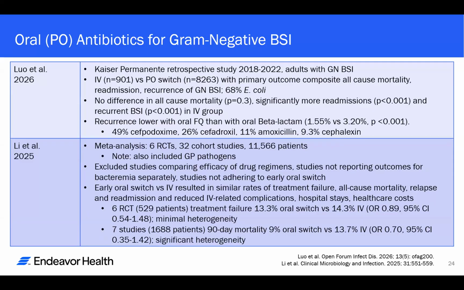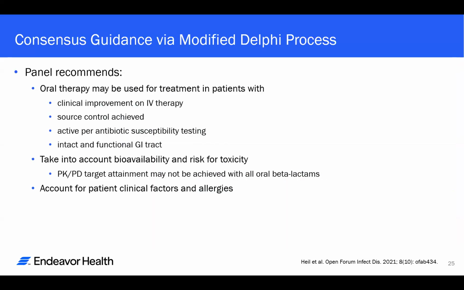So they looked at treatment failure between IV and IV to PO switch in 6 randomized controlled trials comprising over 529 patients and did not find a difference there. There was very minimal heterogeneity between these studies. There was another group that they looked at with 7 studies that was a mix of the randomized controlled trials and cohort studies. It's about 1,600 patients looking at 90-day mortality, and also did not find a difference between the IV and IV to PO switch group, but there was significant heterogeneity among these studies. So just something to keep in mind there.